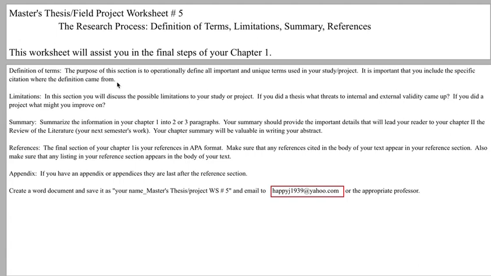It's very possible that you may not have a section of definition of terms. You may not be dealing with any unusual terms. But if you are, then you need to define them.